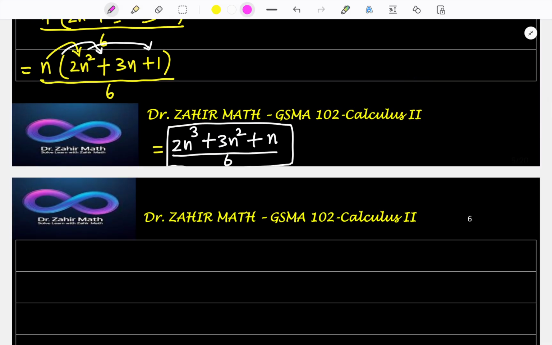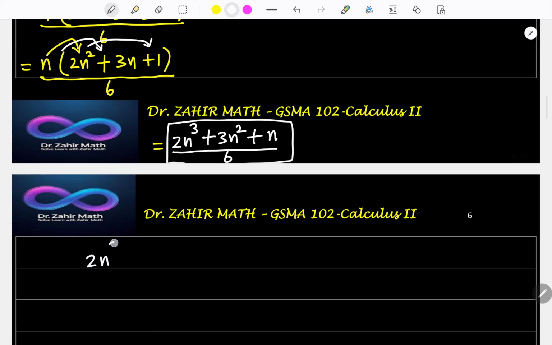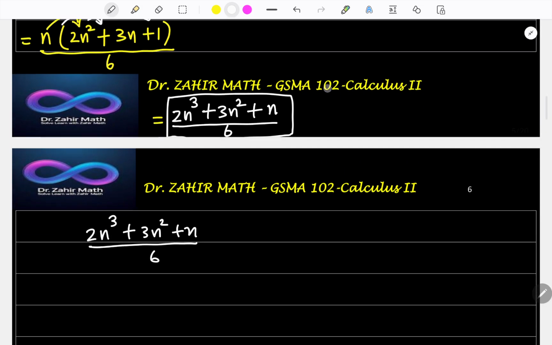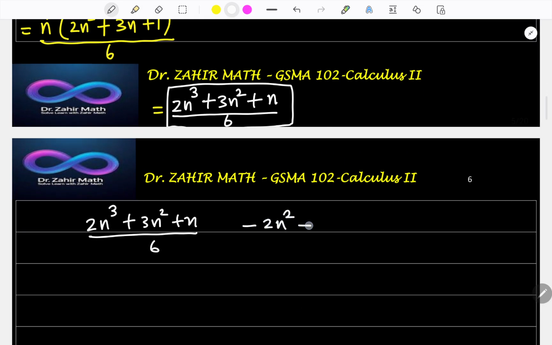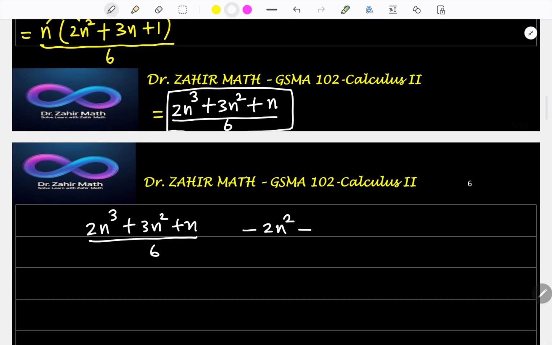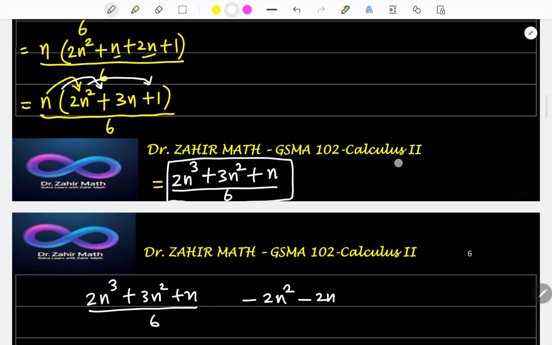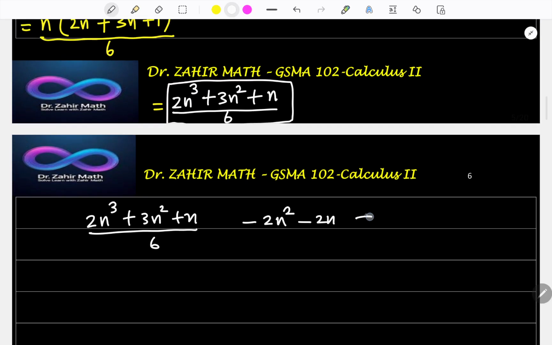All these things I'm going to take inside, and I'm going to simplify this one. How? Let me start here. So 2n cube plus 3n square plus n divided by 6. After that I got minus 2n square minus 2n, and then the last term is plus 3n.